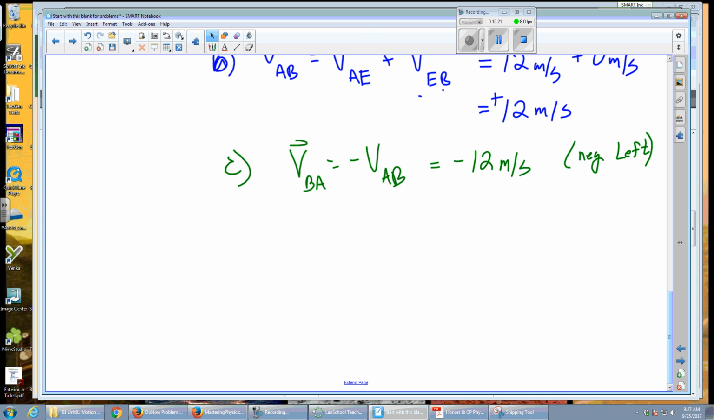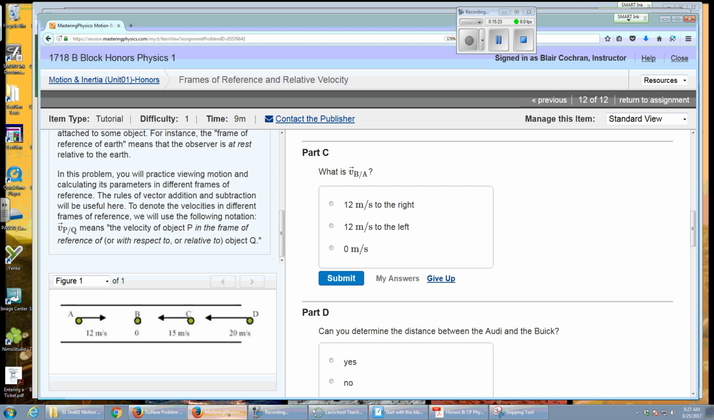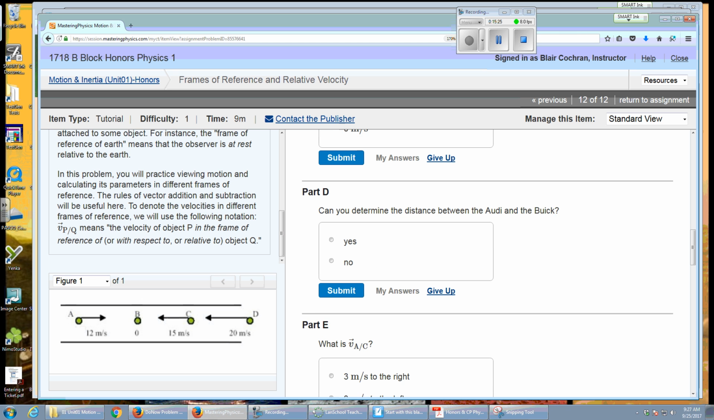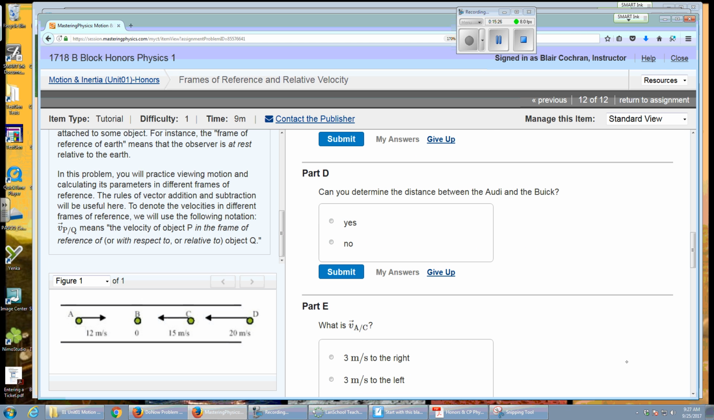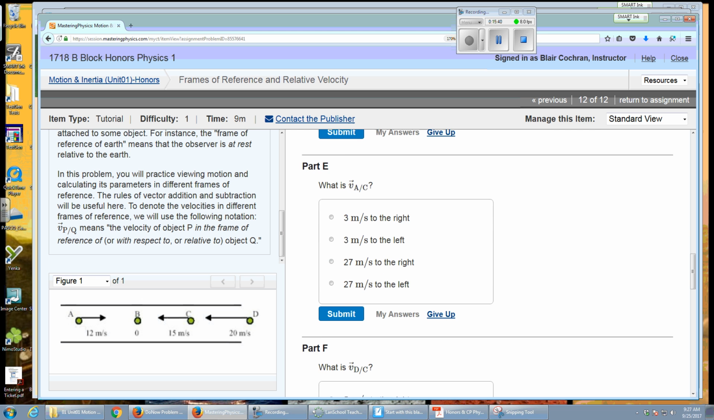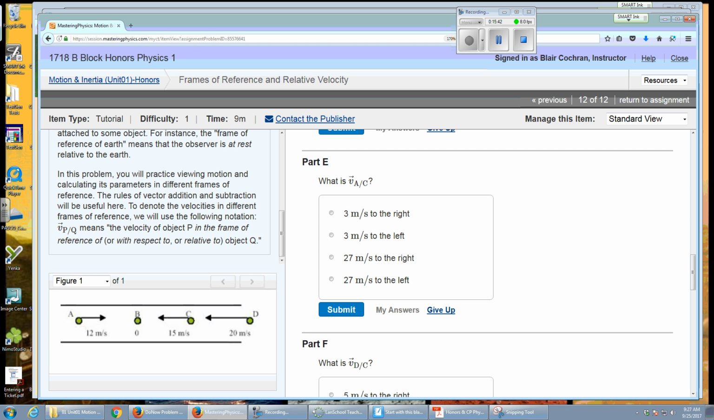Let's go on and look at D. Can you determine the distance between the Audi and the Buick? Well, do we have any information on distances? I'll let you figure that one out. What is A to C? All right. A to C.